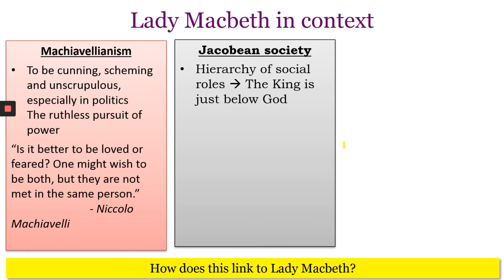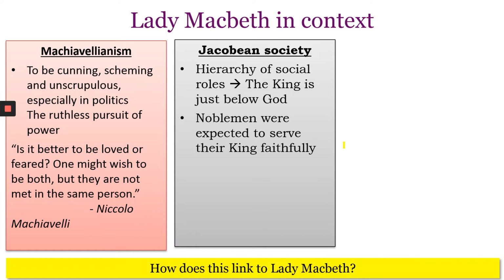In this hierarchy, the king is just below God. That means that you should always be faithful and loyal to your king, because he's godlike in many different ways. As a result, noblemen were expected to serve their king faithfully and with total loyalty. That links to the chivalric code of honor that you also looked at in week one. This hierarchy, this natural order of affairs that the Jacobeans believed in, meant that treason, to kill or plot to harm the king, was the worst of all crimes. You had a quick look at Dante's Inferno in week one, and you might remember that treason will place you in the deepest and most awful circle of hell.